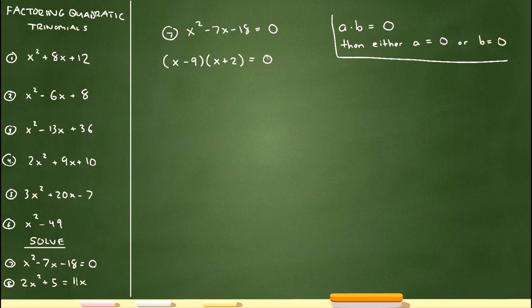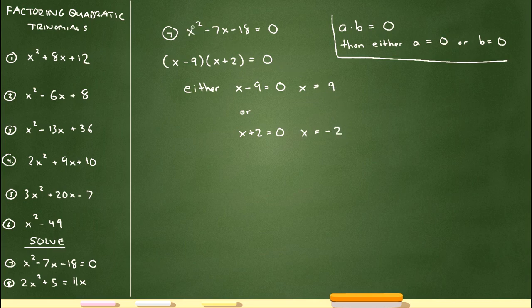In order for this product to equal 0, either the first piece, x minus 9, must equal 0, or x plus 2 must equal 0, right? There's no other way. If you have a times b equal to 0, then either a or b has to be 0. So if x minus 9 was 0, then if you add 9 to both sides, we get x is equal to 9. If x plus 2 is equal to 0, subtracting 2 from both sides, you get x is equal to negative 2.